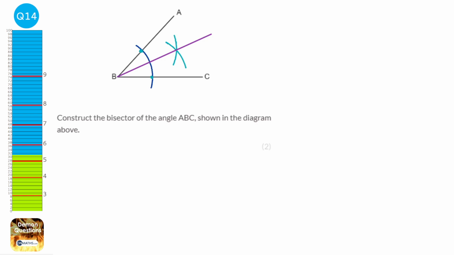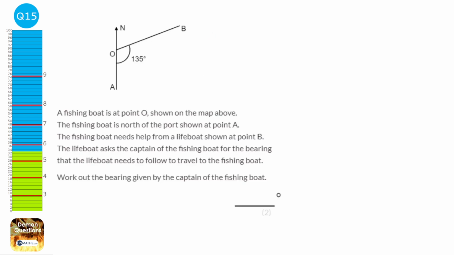Arcs for marks. So when you read this question, the question's basically asking you to find the bearing of O from B. So the lifeboat is at B, so I'm going to draw a north line here. And to find a bearing, you start from the north line and you keep going clockwise. So we're going to look for this angle here.